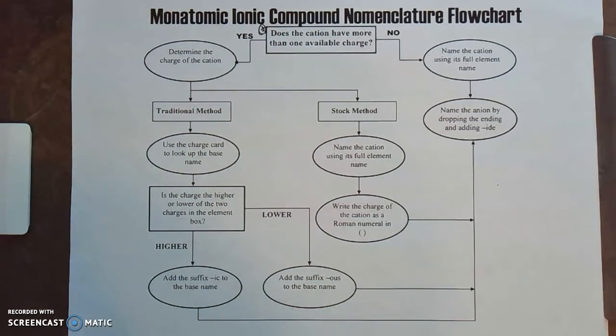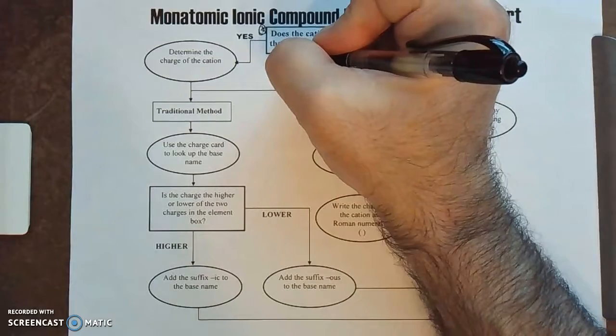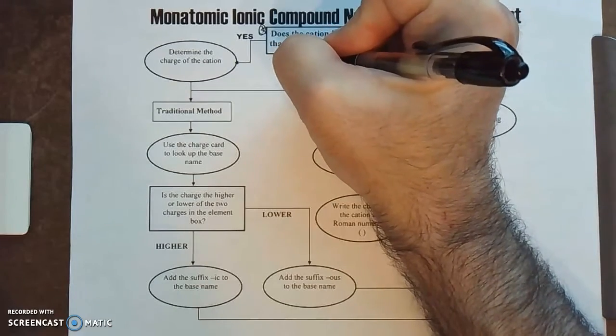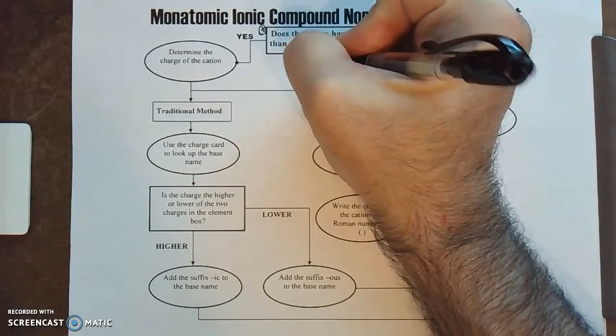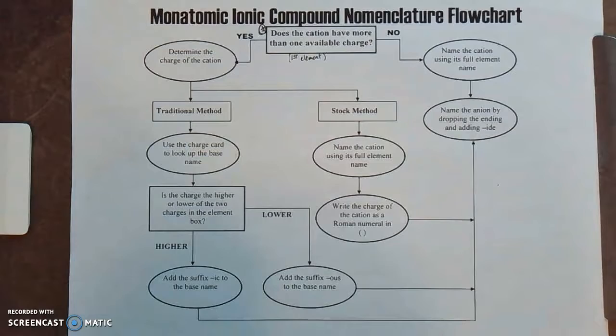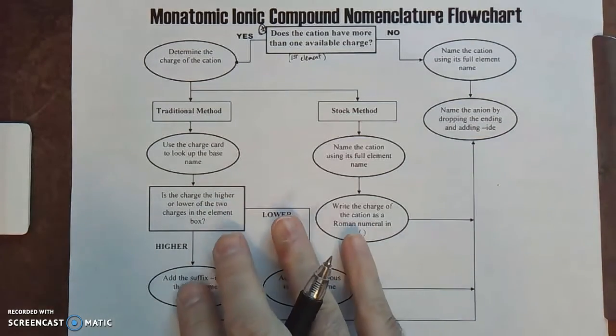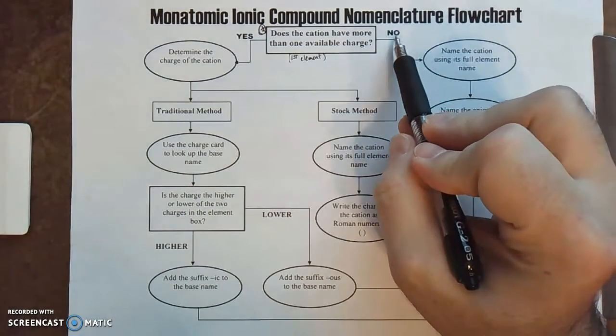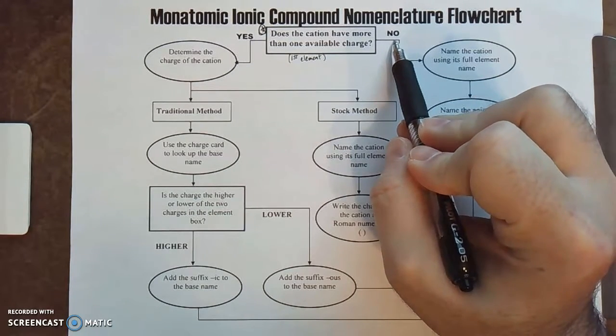So does the cation have more than one available charge? So this is the first element. We've already talked about things like aluminum, potassium, sodium, boron having just one available charge. But things like iron, gold, lead, they have more than one available charge. So we're going to go over the no side first.